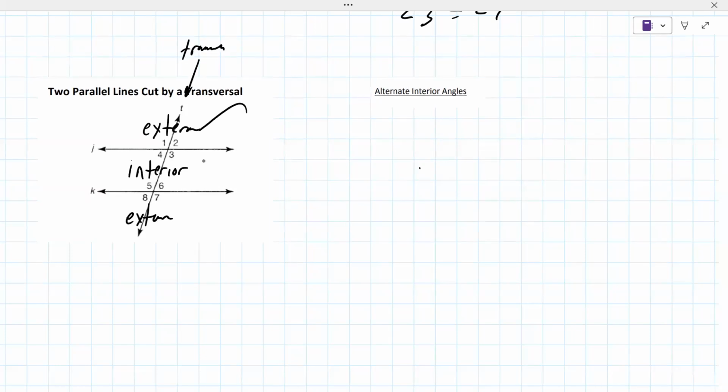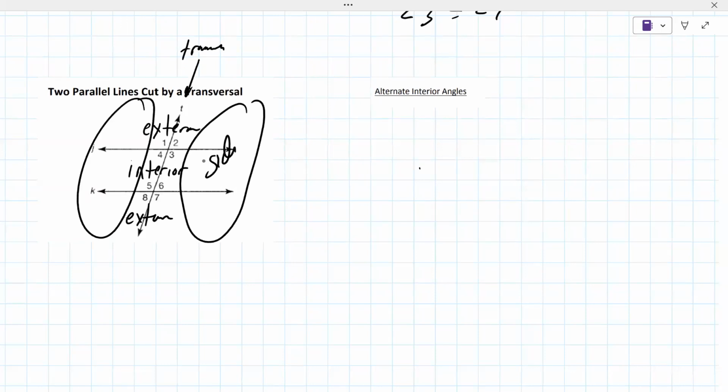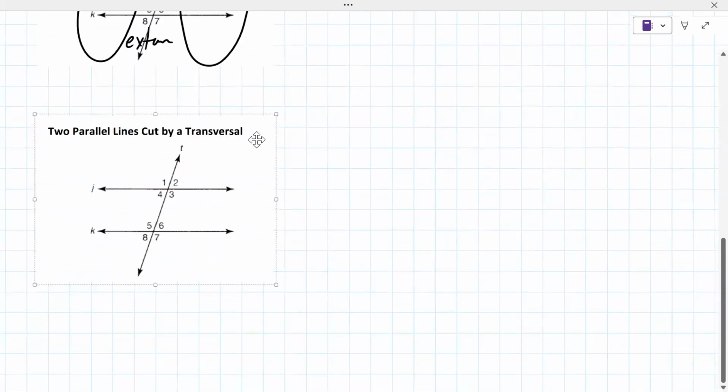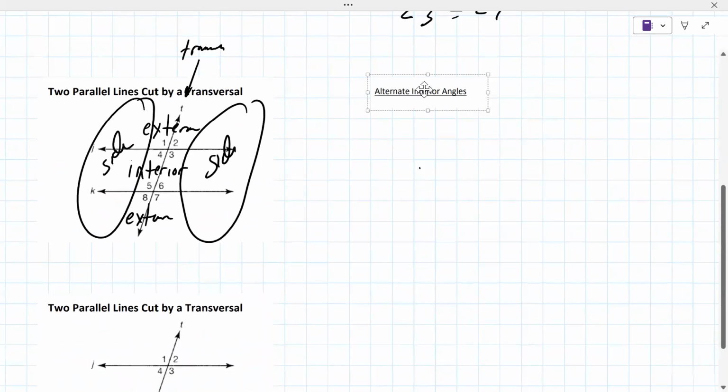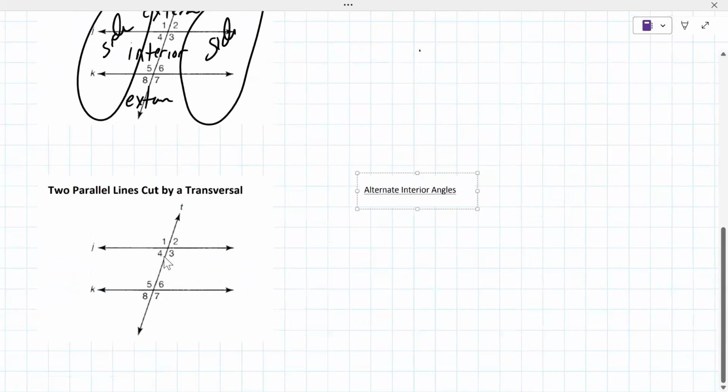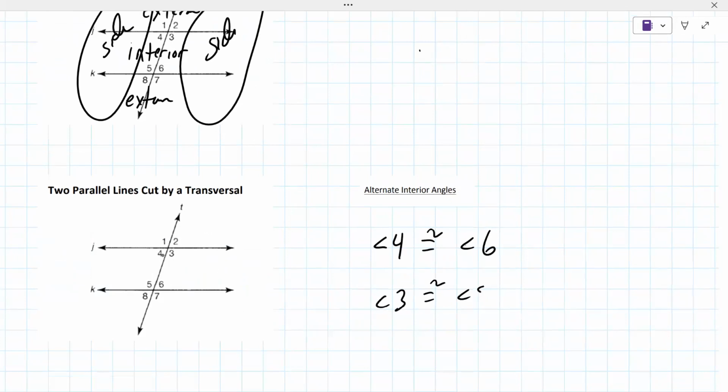So there are sides. This is a right side, and this is a left side. I know it gets messy here, so we're gonna reset the picture. But when it says alternate, it literally means that one is on one side of the transversal and one is on the other. You got that correct, okay? 4 and 6. Yes. And what are the other ones? 3 and 5. Angle 3, angle 5. Good.